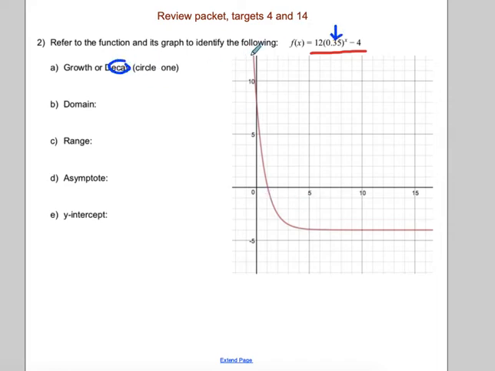Domain. If you're looking at this graph, again, we're going to assume that these are endpoints here, that this graph will forever go up and left and forever go right. So the domain, how far left and right does it go? It goes all the way left and all the way right. So negative infinity to positive infinity.